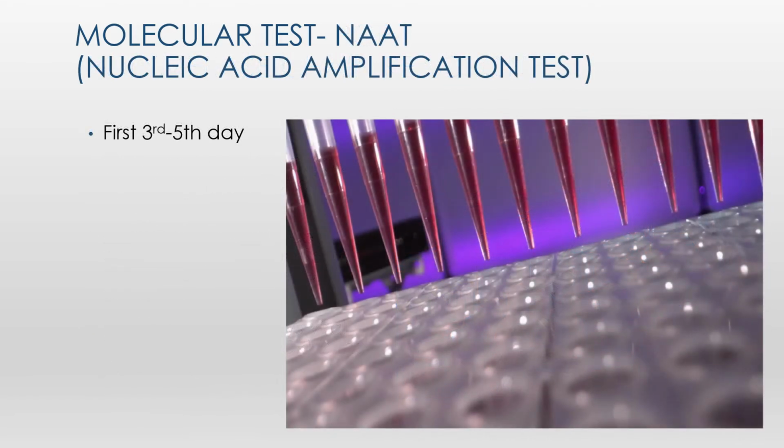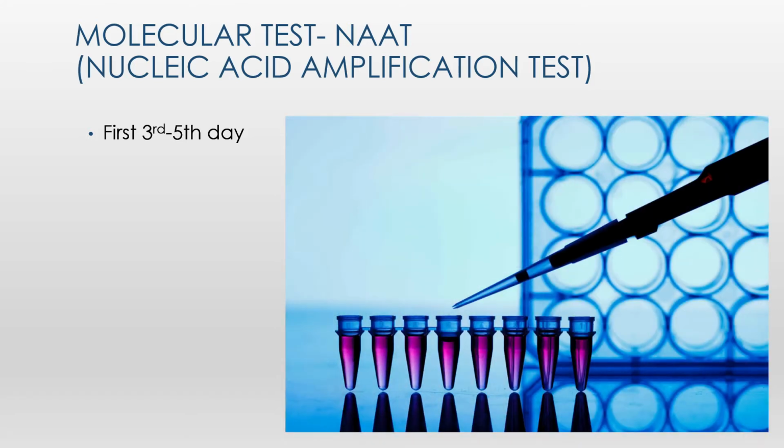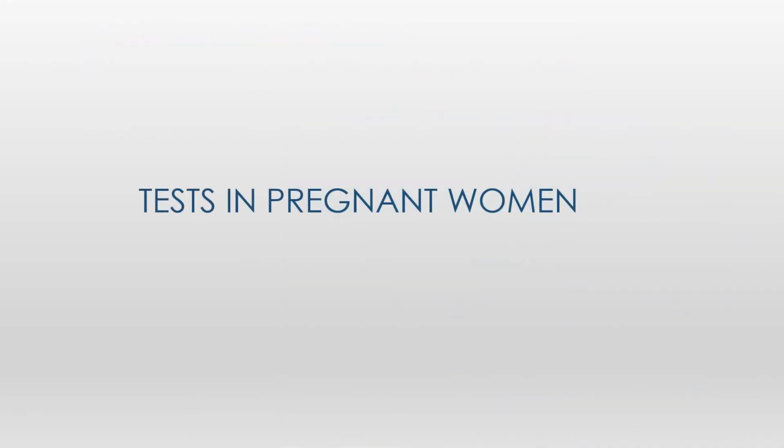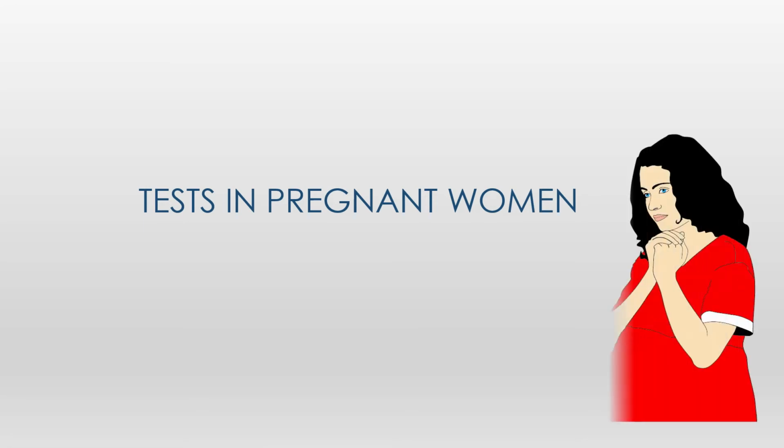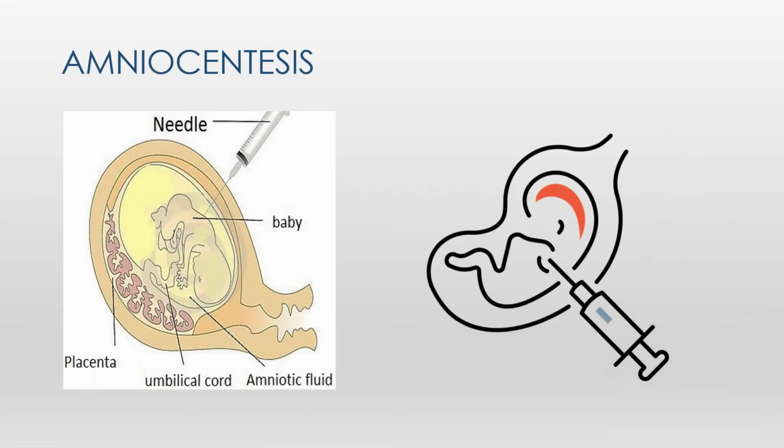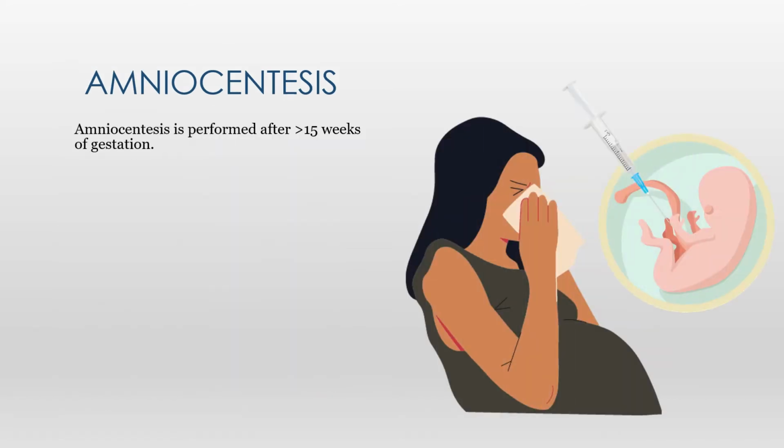The next molecular test is the nucleic acid amplification test, also called NAT. It is also preferred in the first 3 to 5 days of the disease. If a pregnant female is infected with Zika virus, amniocentesis is done. Amniocentesis is a process in which amniotic fluid is sampled using a needle inserted into the uterus to screen for abnormalities in the developing fetus. It is usually done during the 2nd trimester.